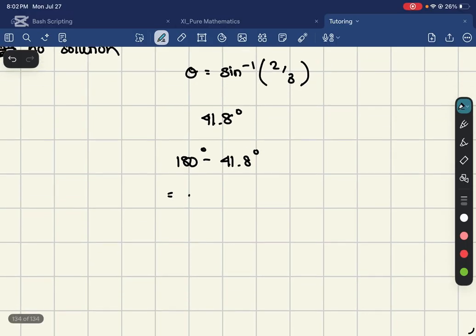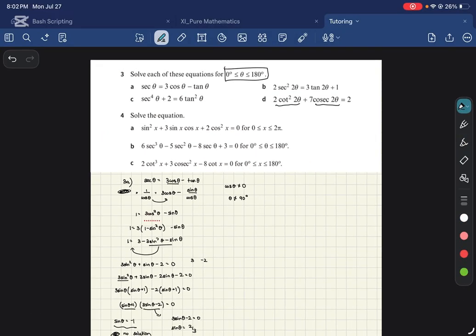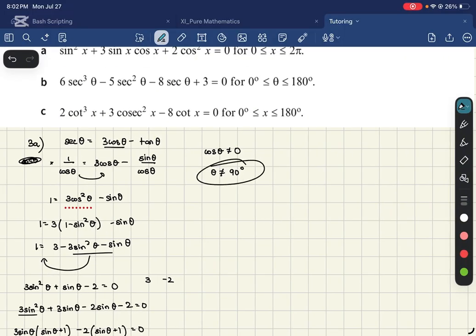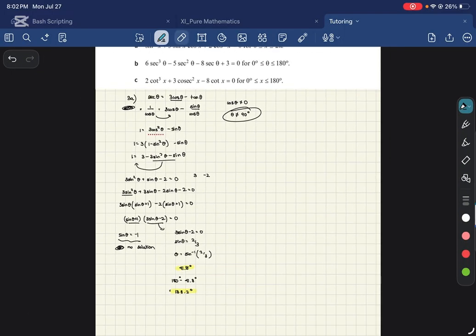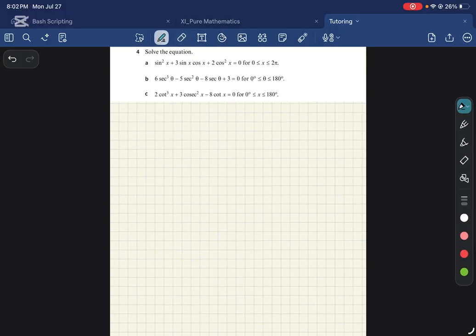So I get 138.2 degrees, right? So it's basically what we have been doing so far. So my two solutions are 41.8 degrees and 138.2 degrees. All right. So that is how you solve A. And remember, it cannot be 90 degrees. 41.8 degrees and 138.2 degrees. I hope it's clear.